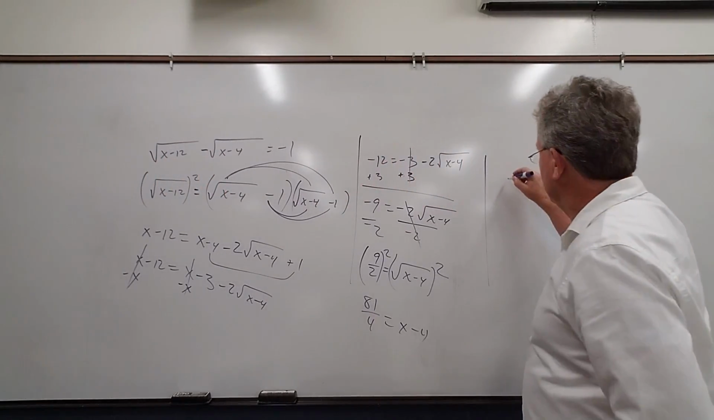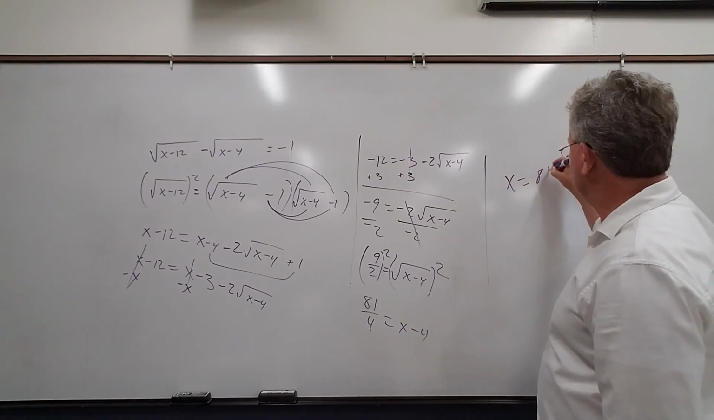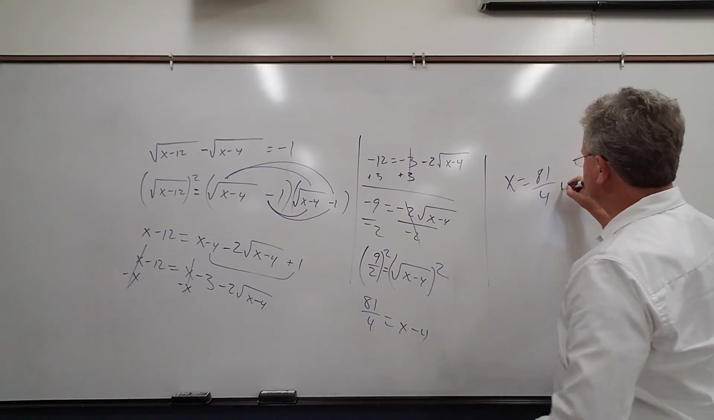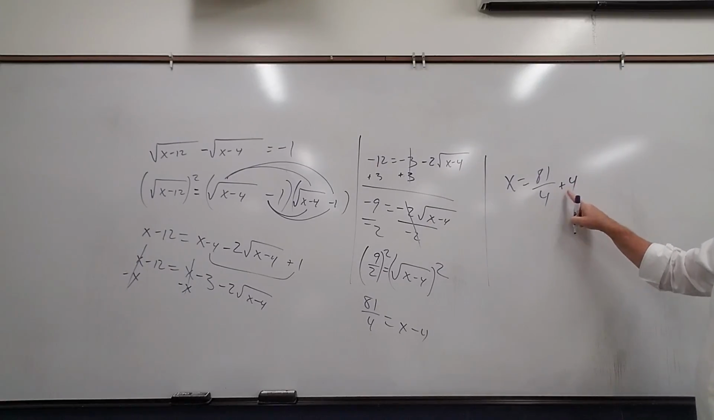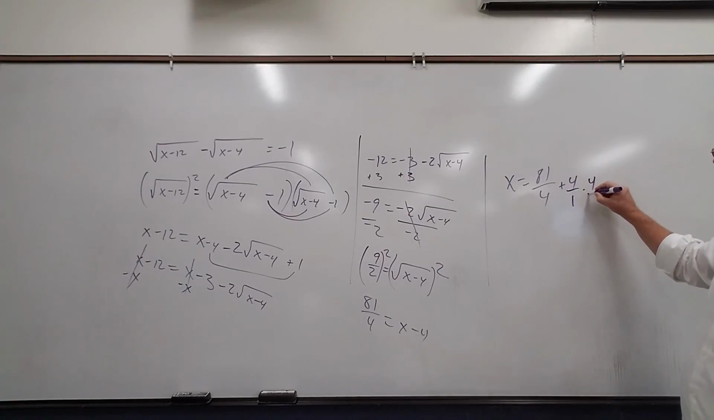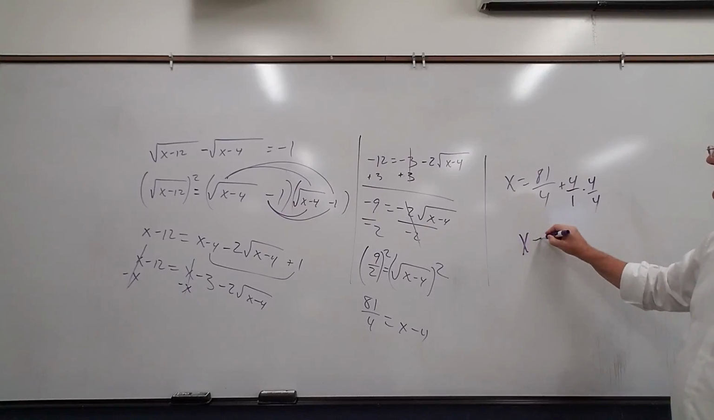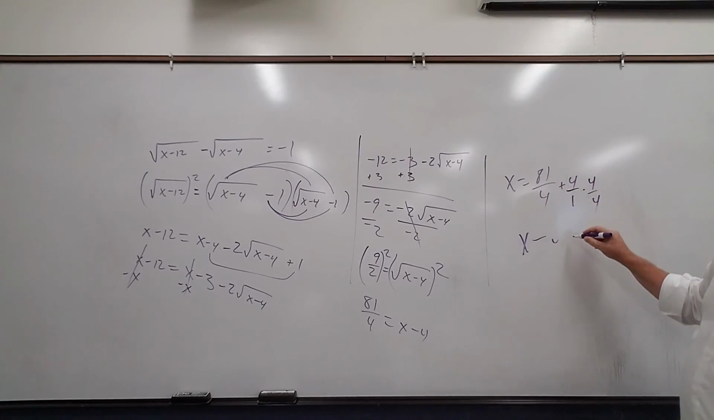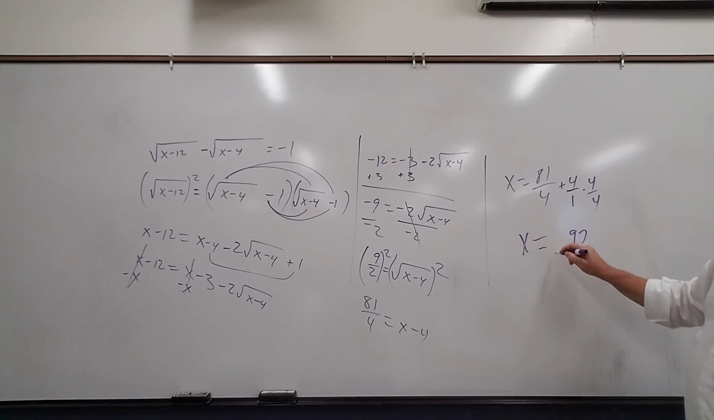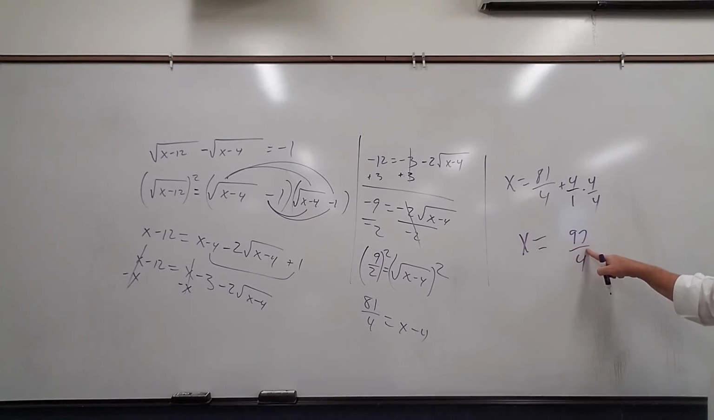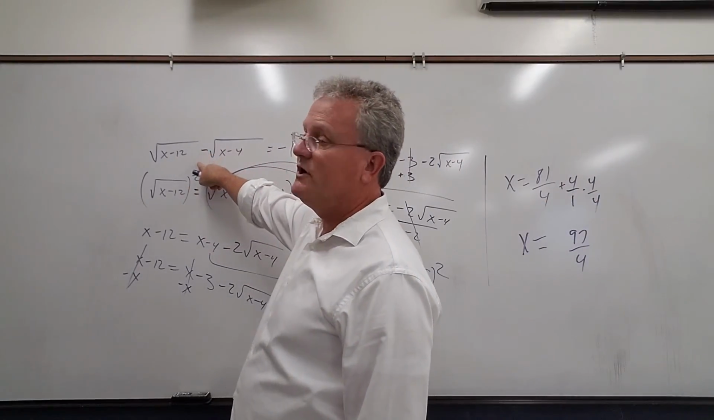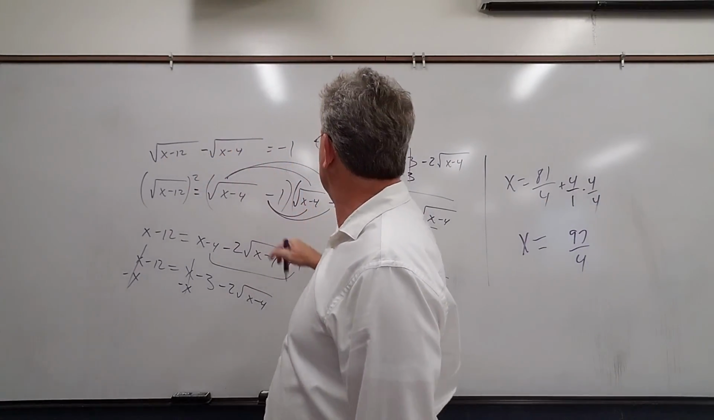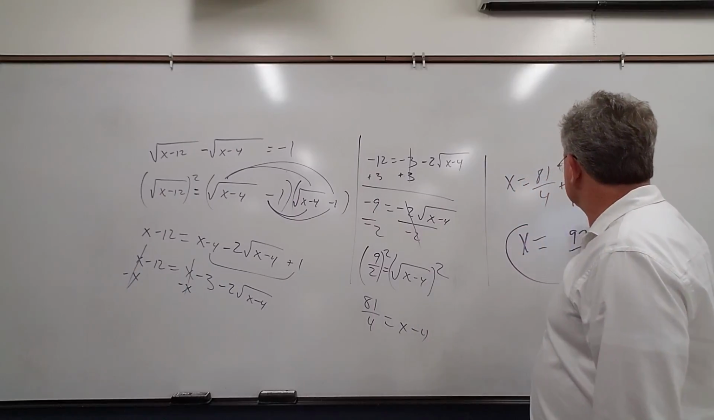And we get x equals 81 over 4 plus 4. To get a common denominator of 4, I multiply this by 4 over 4. And we get 81 plus 16 is 97 over 4. And it turns out when you substitute this into the original problem, you do get negative 1 equals negative 1, so this is the solution.